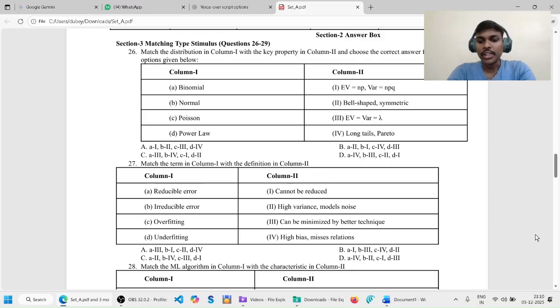Question 27. Match the terms with the definitions. In column 1, we have reducible errors, irreducible errors, overfitting, and underfitting. In column 2, we have cannot be reduced, high variance and model noise, can be minimized by better techniques, and high bias misses relationships.